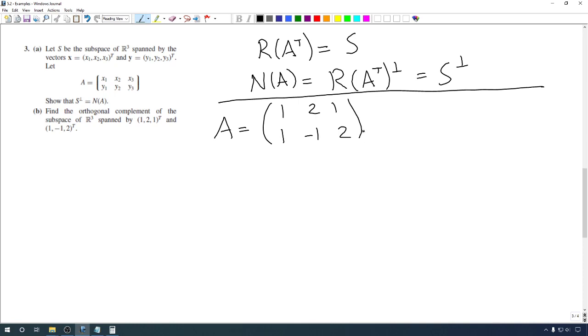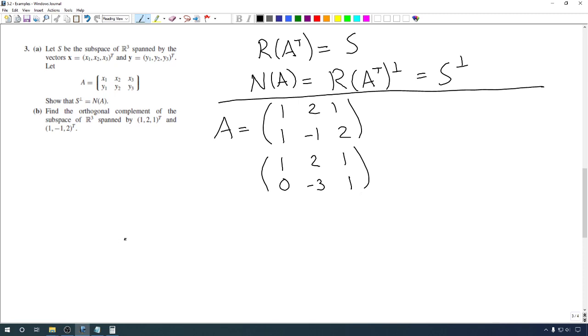How do we work with this? Well, we know its row space is this subspace that we're working with. We want to know the null space. So how do we find the null space of this matrix? We do Gaussian elimination again. If we subtract the first row from the second row, our second row now becomes 0, negative 3, 1. Again, I don't want to get into too many fractions, so I'm not going to divide this row by negative 3, but we can already see that x3 is going to be a free variable.